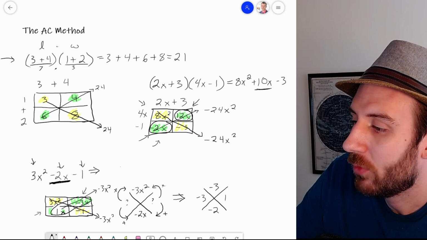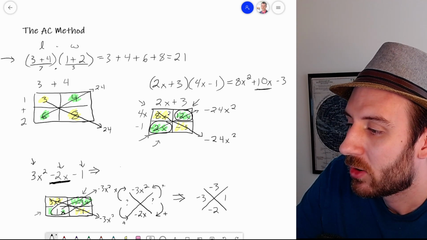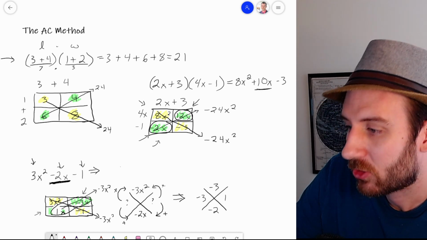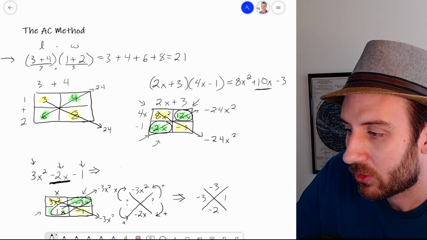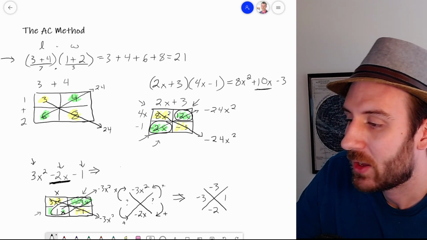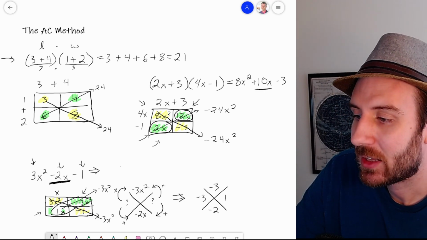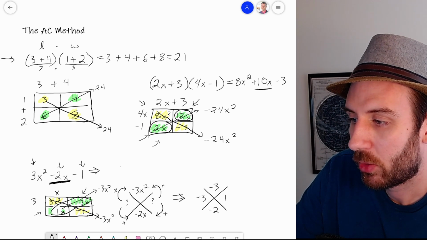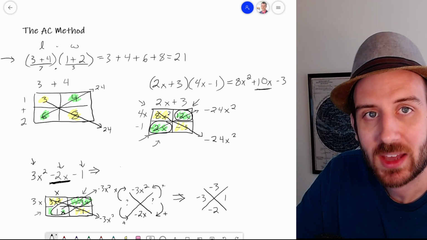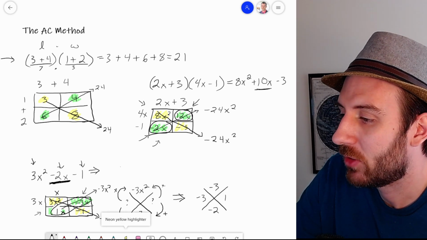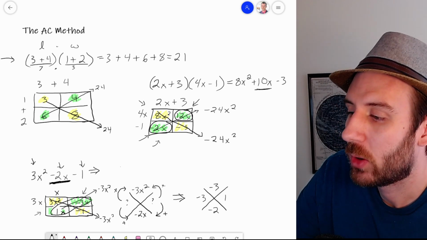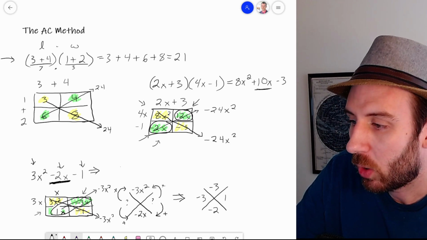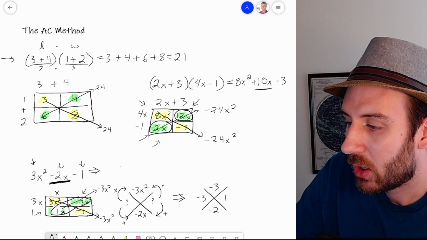Our rectangle transforms into, well, what can multiply into 3x squared and an x? Just an x. What can multiply into a 3x squared and a -3x? That would be a 3x. They're our greatest common factors that we're writing on the outside of this rectangle. What multiplies into a 1x and a -1? Well, that would have to be a number 1.